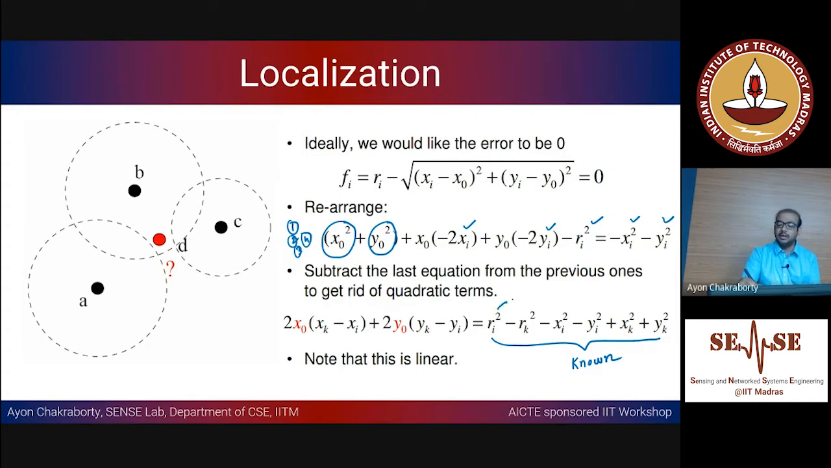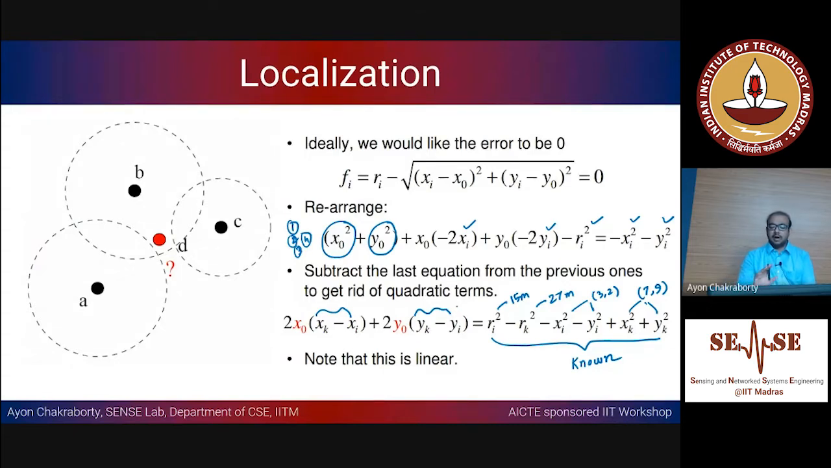Okay, so Ri could be 15 meters, Rk could be 27 meters, right? Xi and Yi could be, let's say, 3,2. Xk, Yk could be 7,9, right? So these values are known. So Xi, Yi, Xk, Yk are like beacon locations. Here also this is known, this is known. So only the red part that I have written here is the unknown values.